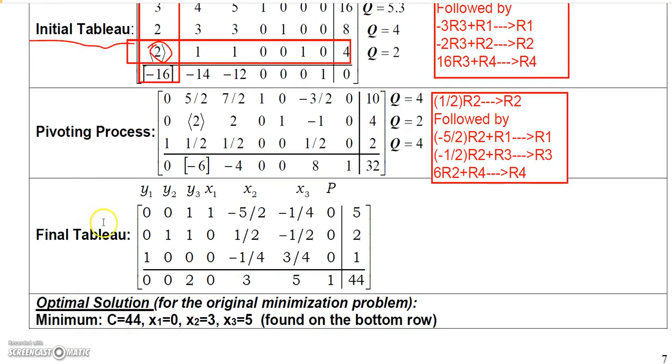And then when you get finished, you notice you have no negative on the bottom row, so you have the final tableau. And so now you just look at the bottom of the x1 column and you'll see it's 0. For x2, the bottom of the x2 column is 3. And for x3, the bottom of the x3 column is 5. And then since P is 44, so would C be 44 for the original problem. So the solution for your original problem is a minimum value of C equal 44 when x1 is 0, x2 is 3, and x3 is 5.